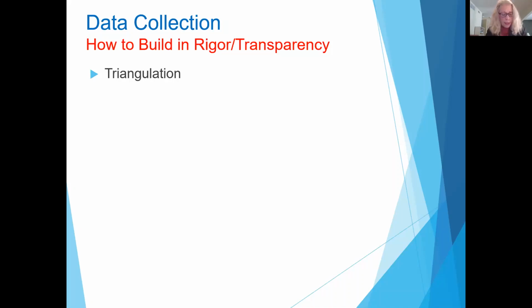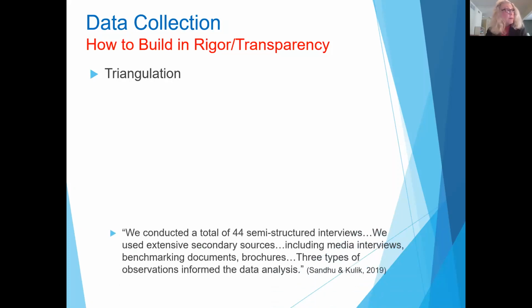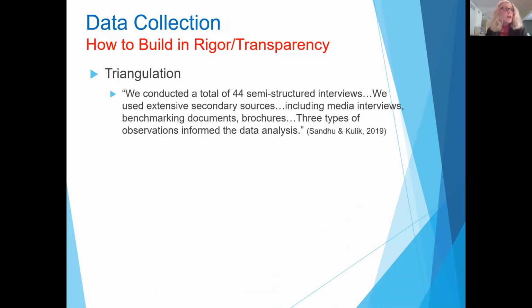There are lots of ways to triangulate, but here's an example from the 2019 Sandhu and Kulik article. We conducted a total of 44 semi-structured interviews. We used extensive secondary data sources, including media interviews, benchmarking documents, brochures. 3 types of observations informed the data analysis. So the authors are showing all the ways that they collected data to show that they were assiduous in trying to wrap their arms around the phenomenon.